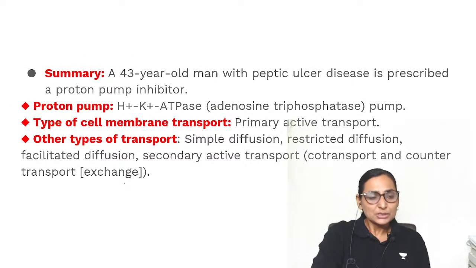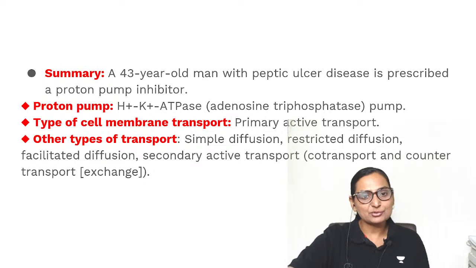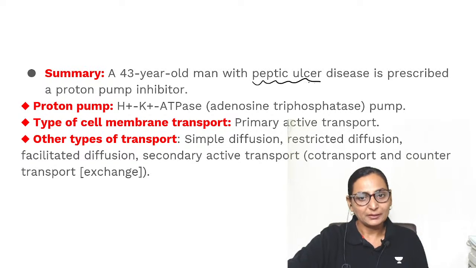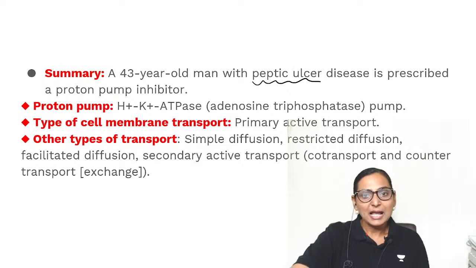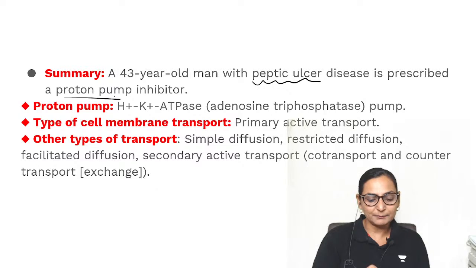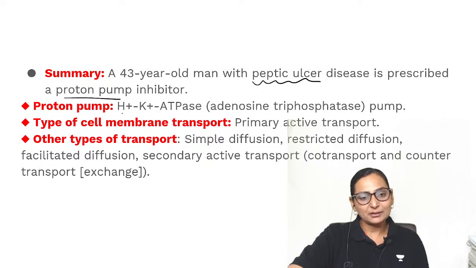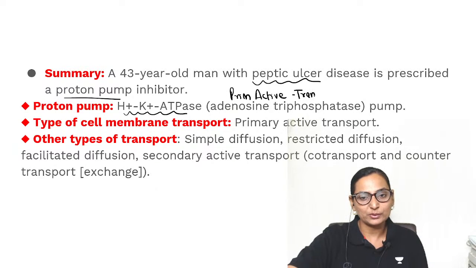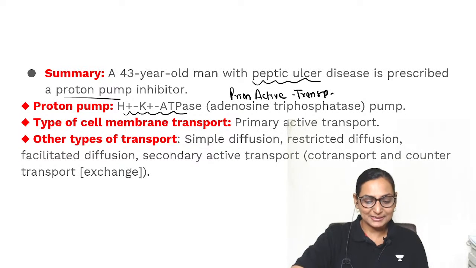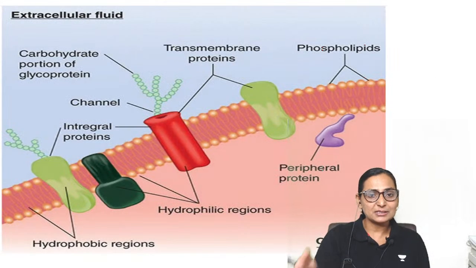Right? Now, if you want to summarize, this is the patient who is having peptic ulcer. This is the patient of peptic ulcer, and the pump which we are speaking about over here is the proton pump inhibitor's target. This proton pump is the sodium potassium ATPase pump, right, which is an example of primary active transport. And other types of transport which we see are active and passive. So let's discuss first the cell membrane.